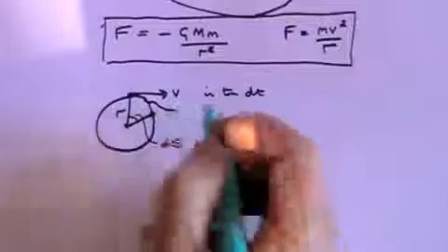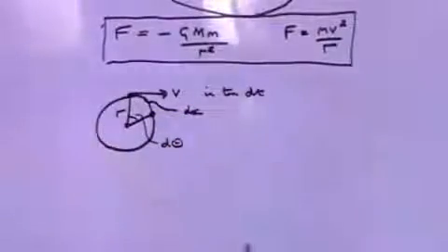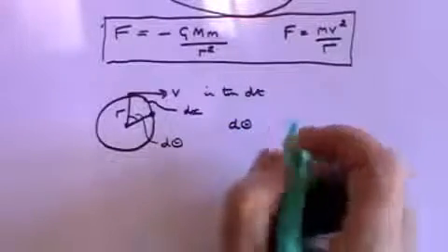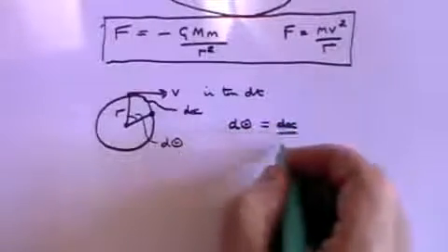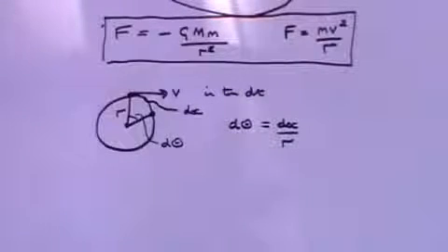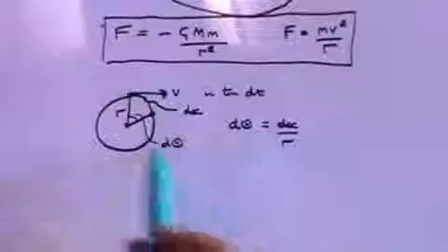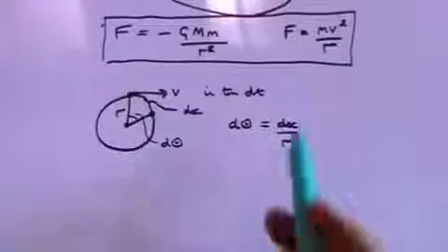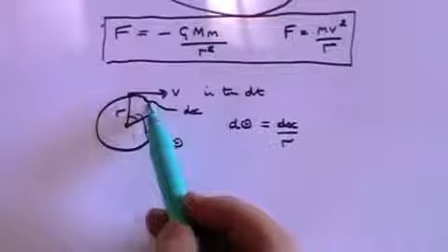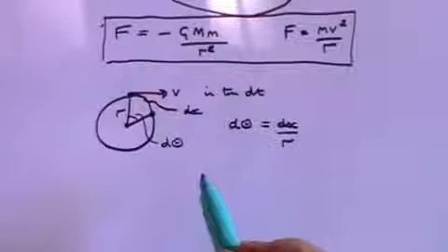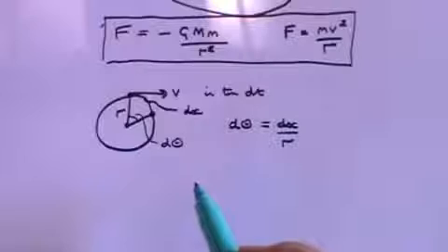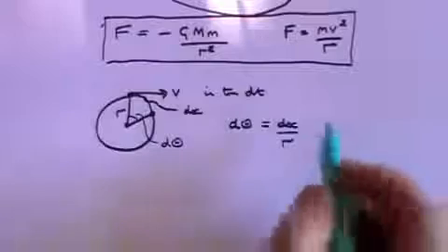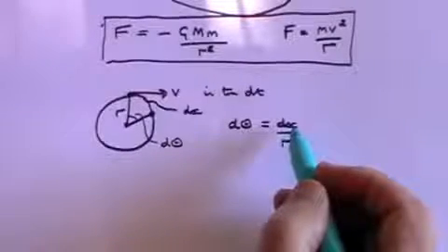Let's call this distance around the arc of the circle dx. Then d theta, if it is measured in radians, is equal to dx divided by r, because that is the definition of a radian. A radian is the arc length divided by the radius. But the distance dx that it travels round this arc is simply equal to the speed times the time. Distance is always speed times time. Speed is v, time is dt, so dx is v dt.